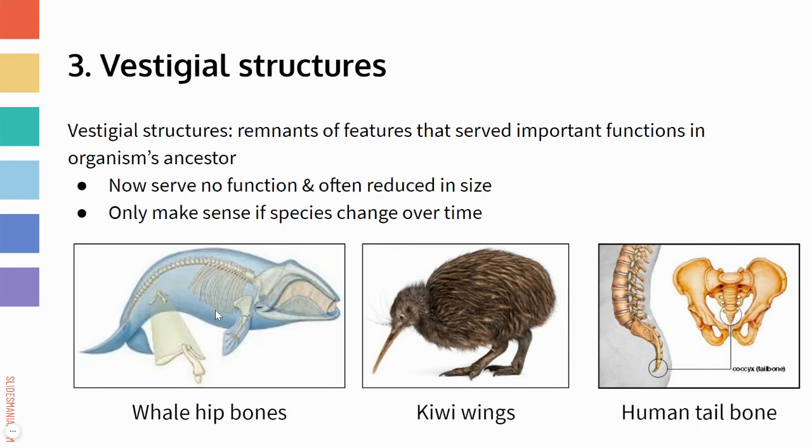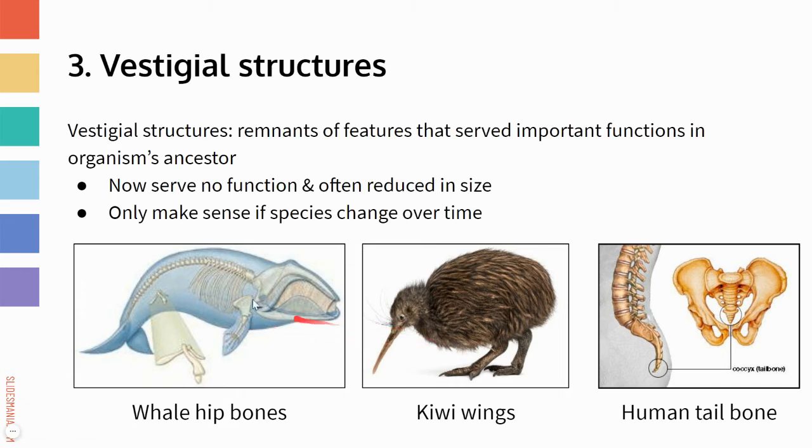We also can think about vestigial structures. Vestigial structures are remnants of features. They're sort of like degenerated versions of features that used to serve an important function in an ancestor organism, but are no longer useful or necessary to the organism that exists now. So it doesn't do anything. Usually it's gotten smaller over time. And it only makes sense if species change over time, right? There's no reason for an organism to have a useless trait unless that trait was once helpful in some way.